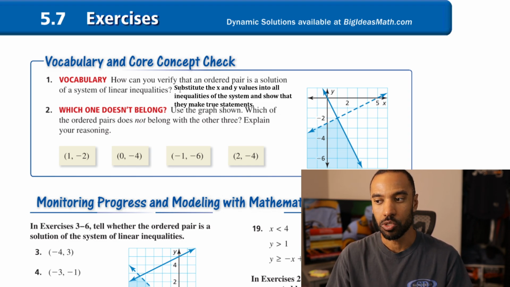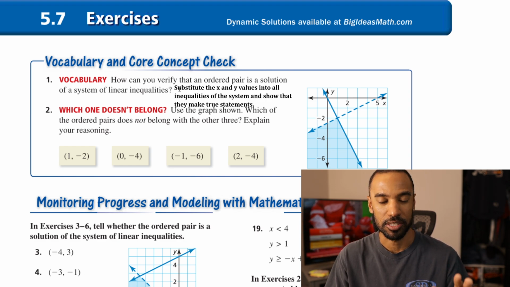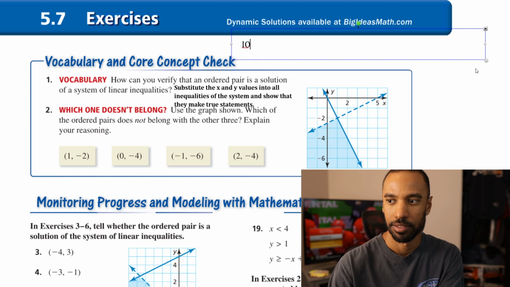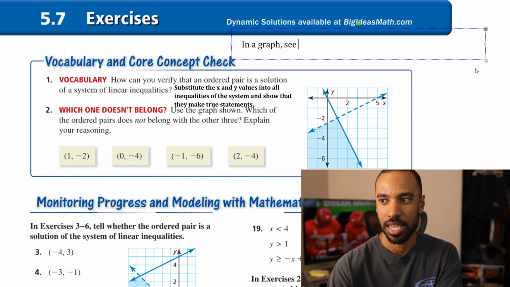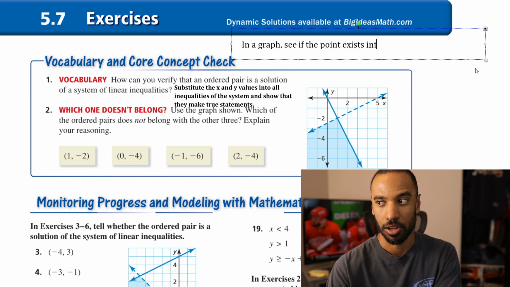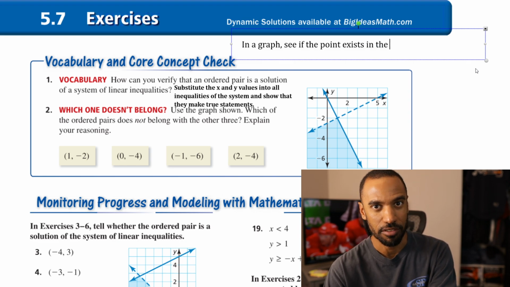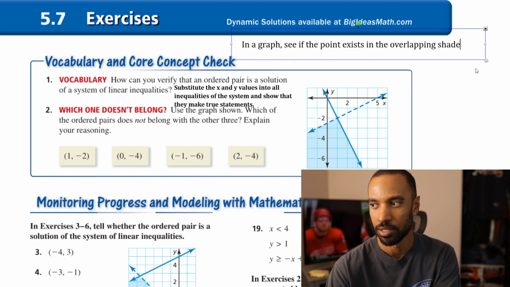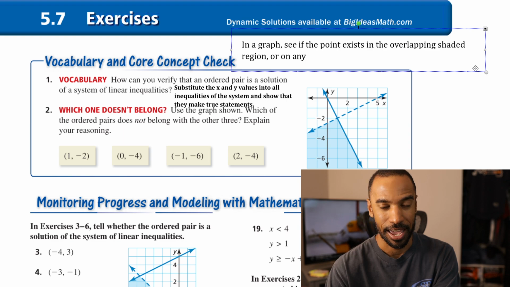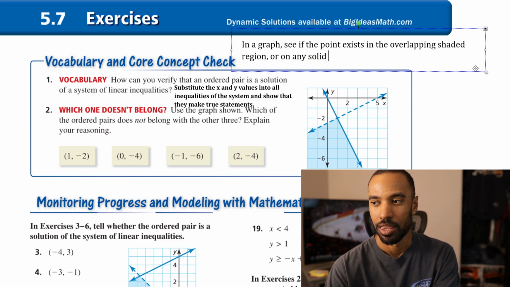That's one way. You can also check in a graph, right? It's not just substituting. In a graph, see if the point exists in the, what I call the overlapping shaded region, not the intersection of half planes, the overlapping shaded region, or on any solid line that bounds the overlapping shaded region.